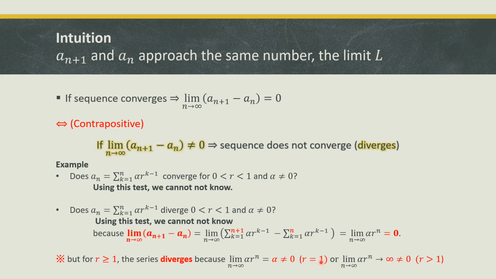And if r is greater than 1, we look at this part here, this term r to the n approaches infinity, and therefore this expression approaches infinity, and infinity is not 0, so this statement is satisfied, and therefore the sequence diverges. So if r is greater than or equal to 1, this series actually diverges, and we can tell that using this test. But if it's less than 1, we cannot know anything from this test.